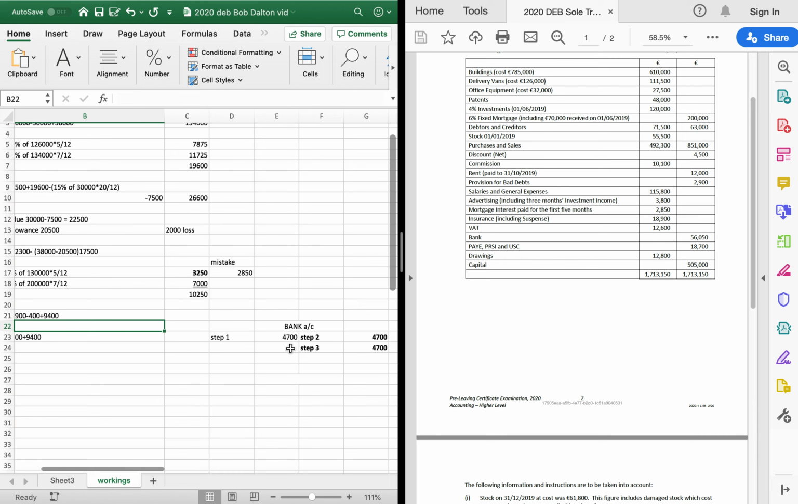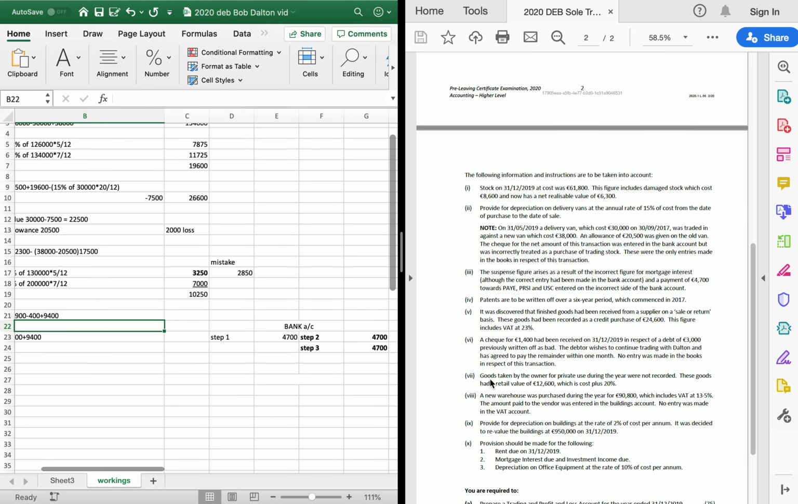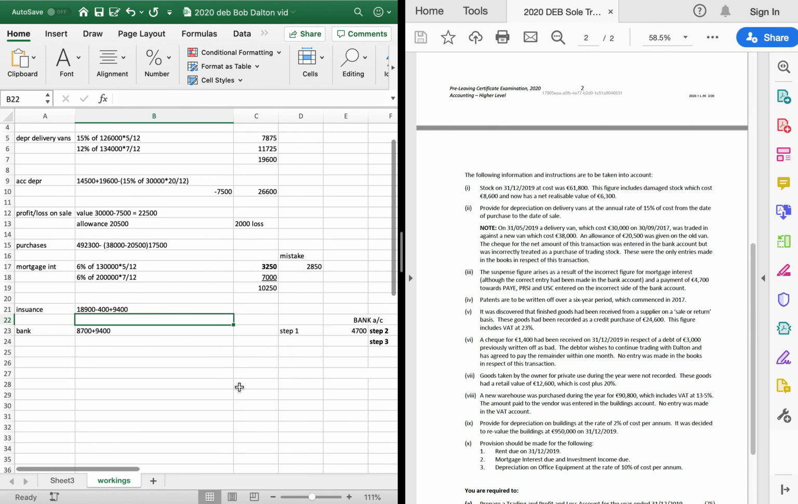Okay. In simple terms, if something is put on the wrong side, to correct it, you double the number and put it on the other side. So that's working 4. So working 5 was discovered that finished goods had been received from a supplier on a sale or return basis. Now, these goods have been recorded as a credit purchase of 24,600. This includes VAT of 23%, so this is a tricky enough one.